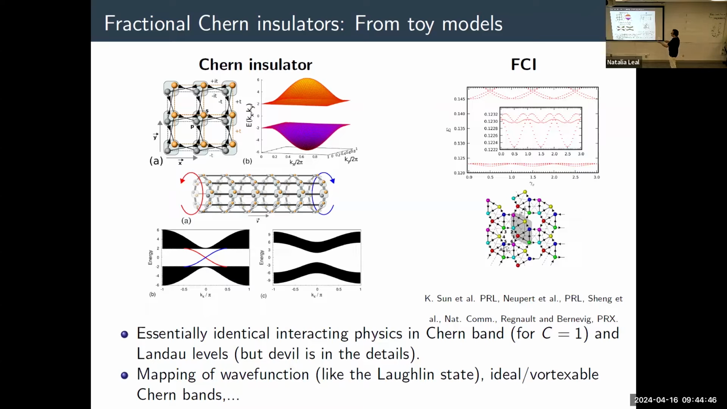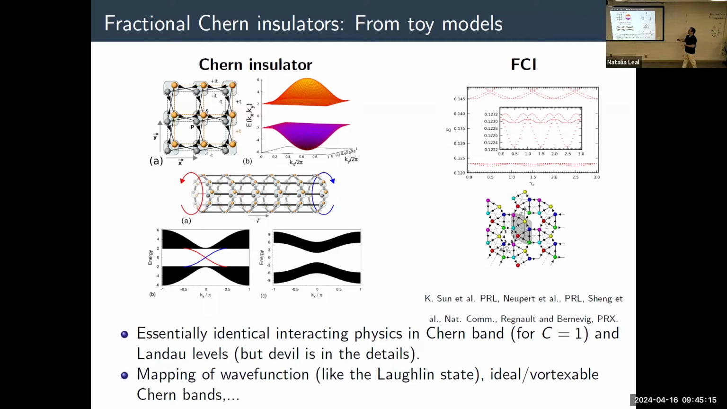So let's imagine I take one of these models and I just include strong interaction between my electrons. Of course, not too strong, so as not to induce band mixing. And that's what people did in the early 2010s, even 2011, trying to build toy models where you could have a fractional Chern insulator, so the analog of the fractional Hall effect, but without any external magnetic field.